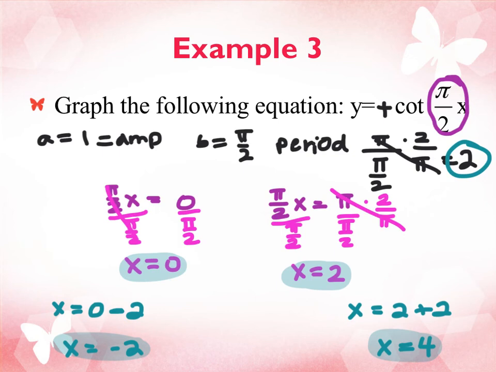What would be halfway between -2 and 0? -1. What would be halfway between 0 and 2? 1. Halfway between 2 and 4? 3. That's where my intercepts go. And then my amplitude is 1. So a quarter of the way in, this is cotangent, so reverse it. A quarter of the way in, you go up. 3/4 the way in, you go down. A quarter of the way in up, 3/4 down. A quarter of the way in up, 3/4 down.